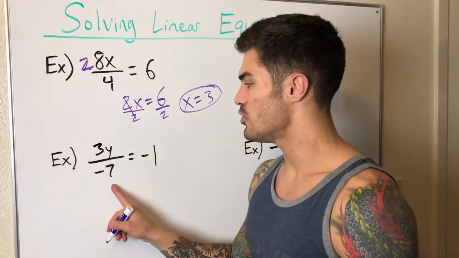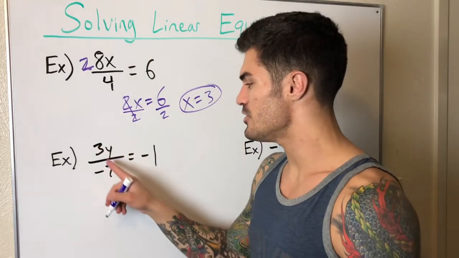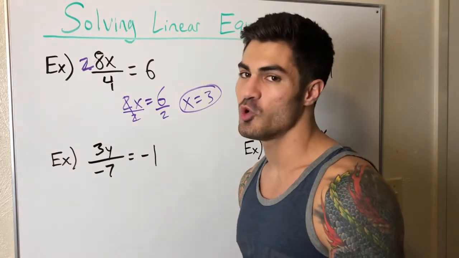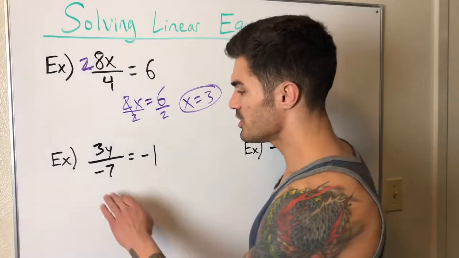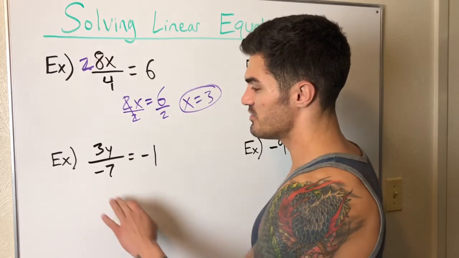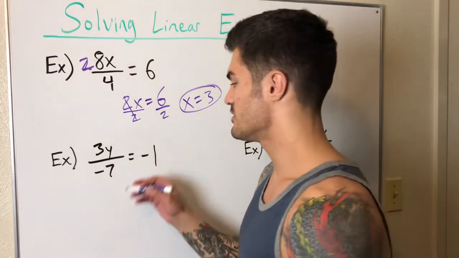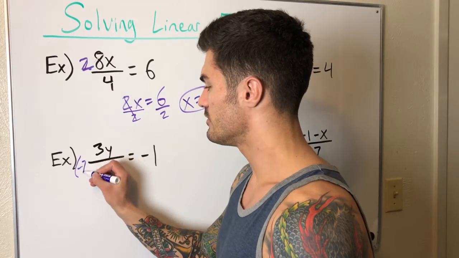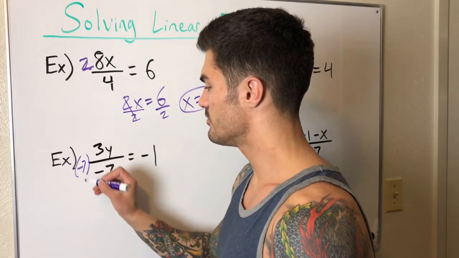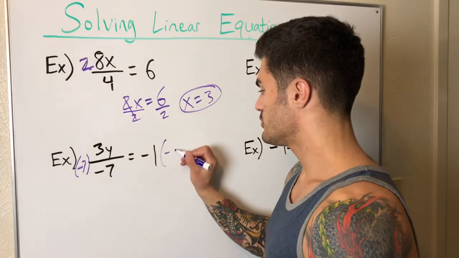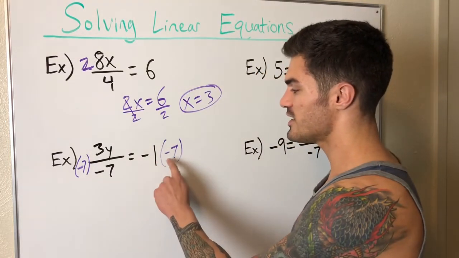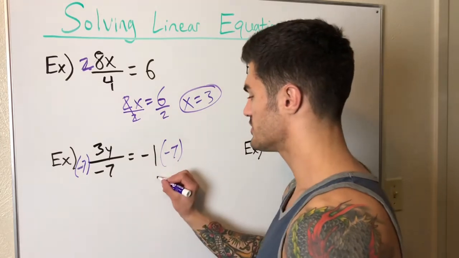Okay, for this example, we can't simplify, right? 3 over 7 does not get any simpler. So now we do have to multiply both sides. I'm going to multiply both sides by negative 7 because I want to get rid of that negative 7. So if I multiply the left side by negative 7, that's a negative 7, by the way, then I multiply the right side by negative 7. So what happens here? Negative 1 times negative 7, that's positive 7.